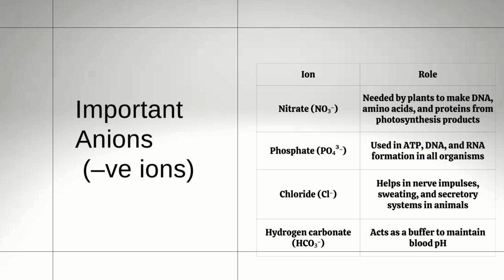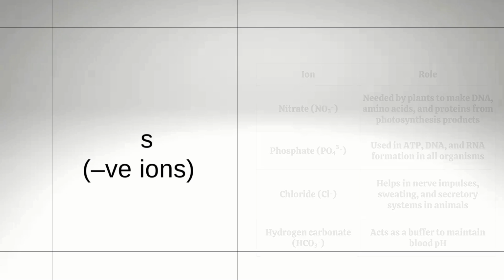Chloride ions. They help maintain the electrical balance between fluids inside and outside our cells. Chloride is also a key component of hydrochloric acid in the stomach, which aids digestion. Hydrogen carbonate ions. These act as a buffer to maintain the pH of blood. They prevent our blood from becoming too acidic or too alkaline, helping enzymes work at their optimal pH.